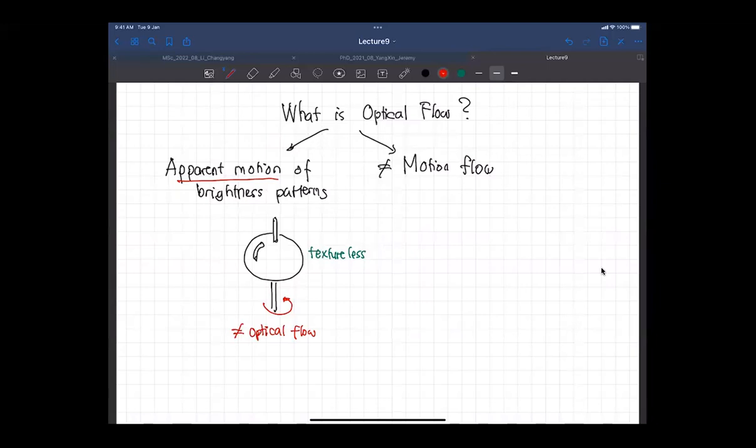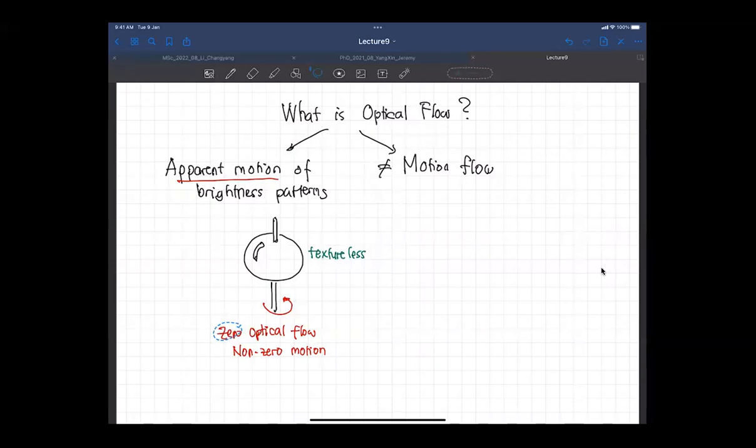But this one is actually a non-zero motion field. Non-zero motion, because physically it's moving. Physically it's moving, but you cannot see that it's moving. So that's why this is called zero optical flow. It's not optical flow. In other words, it's zero optical flow, but it's non-zero motion. That's the difference between optical flow and motion flow. Motion flow is about physics. It doesn't really matter how it looks, but it's moving.